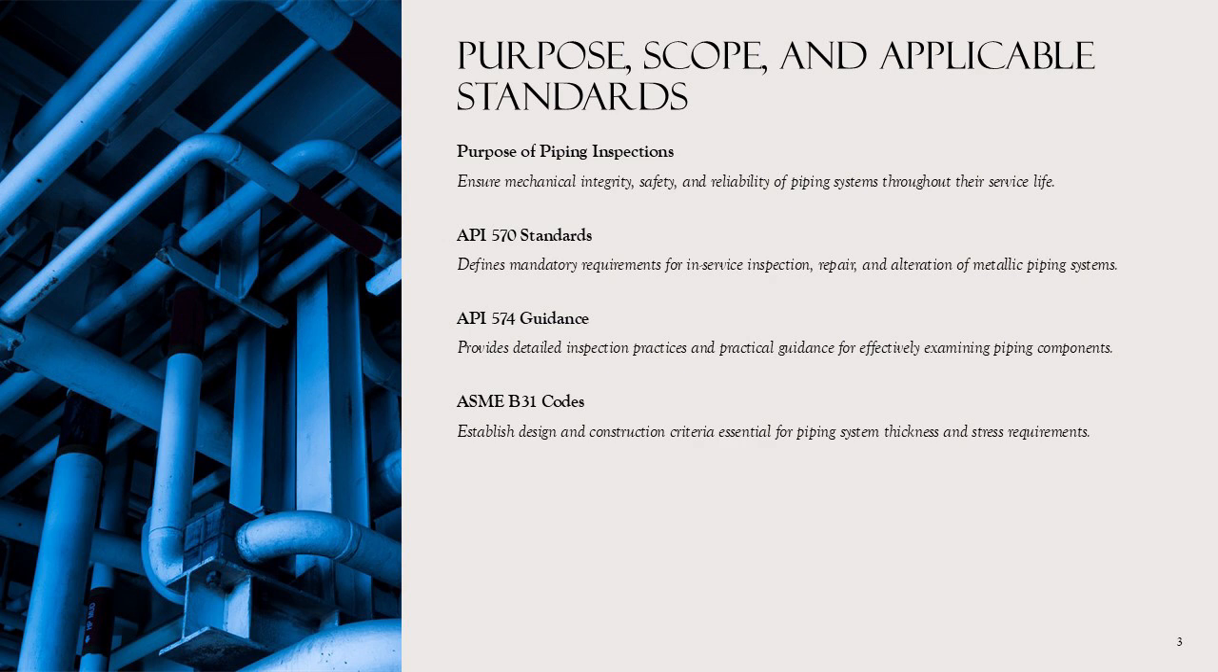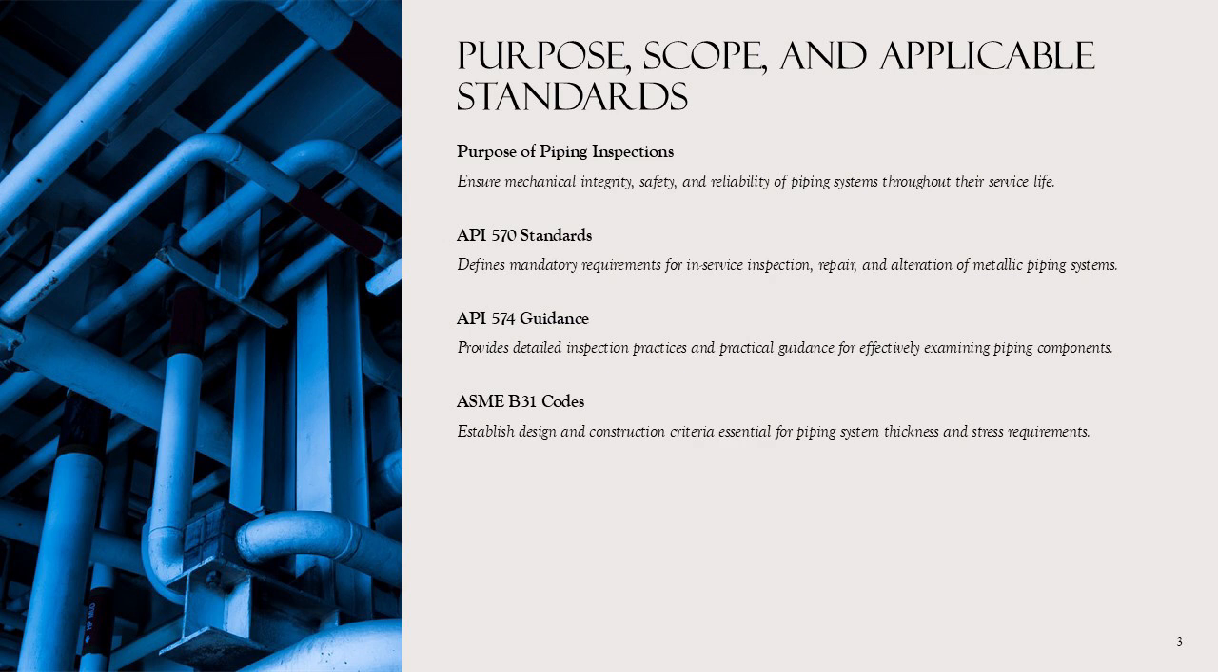API 574 complements API 570 by offering detailed inspection practices, practical guidance, and illustrations that help inspectors understand how to examine piping components, recognize deterioration, and apply inspection techniques effectively in the field. The ASME B31 piping codes, such as B31.1, B31.3, and B31.4, form the design and construction basis for piping systems and are essential references when determining minimum required thickness, allowable stresses, and design conditions.